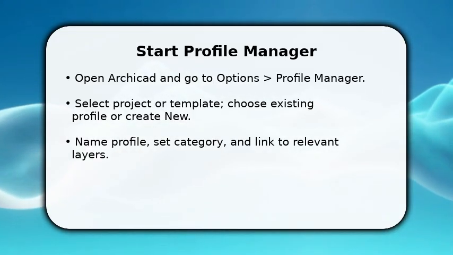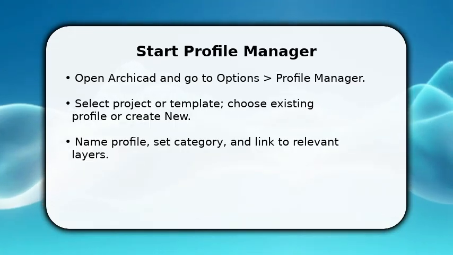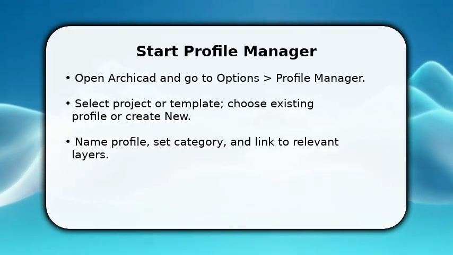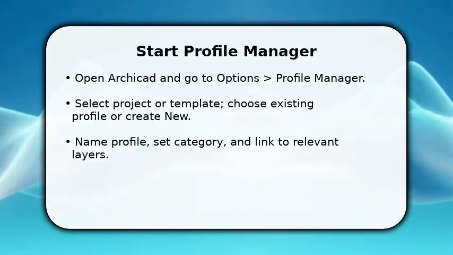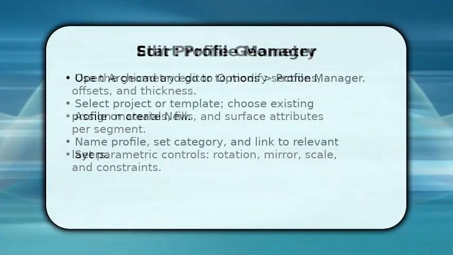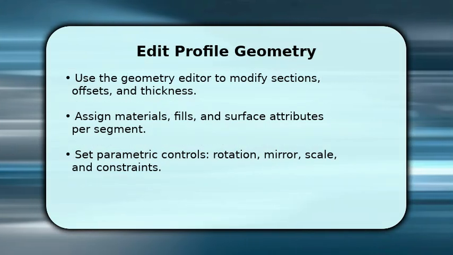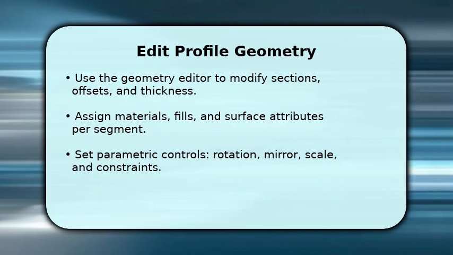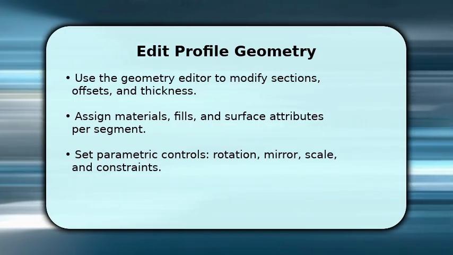Make sure to set the intended workflow, construction, facade, or MEP, so subsequent steps inherit correct defaults and you don't repeat setup work. You now modify the profile geometry in the editor to match building conditions, draw or edit segments, set offsets, and define thickness so components behave predictably. Assign materials and surface attributes for accurate visualization and schedules, and link fills where needed.